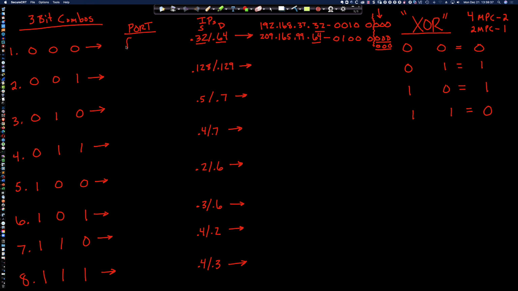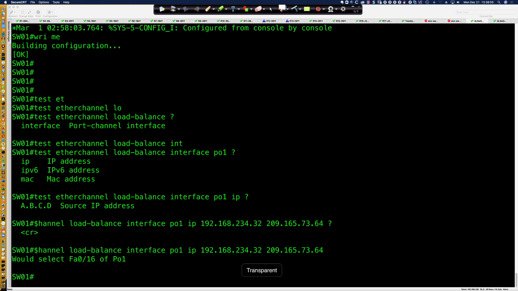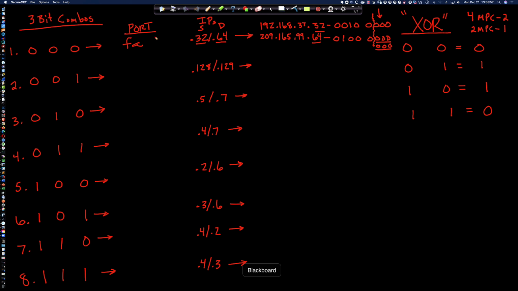So we know that if the exclusive OR hashes to 000 in the last 3 bits between the last octets of the IPs when put into binary, it's going to choose Fast Ethernet 0, and I am sorry, I just thought 15, 16. It is 16. Okay, I'm glad I looked. Fast Ethernet 0/16. All right, so that's that.